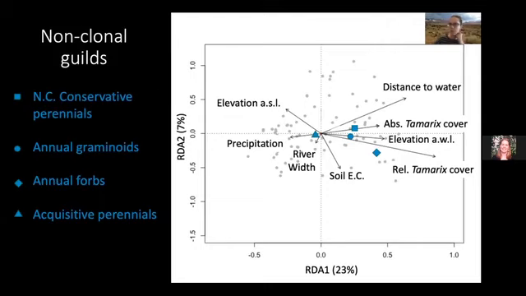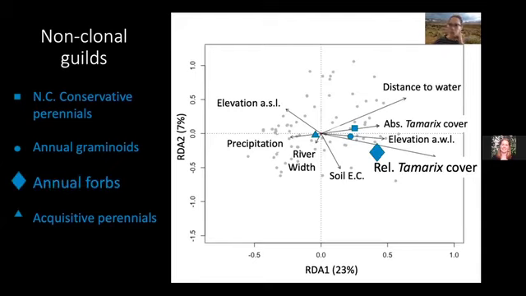Okay, so the guild points on the RDA are showing you where the sites with high cover of each of these guilds are positioned on these axes. So here we're looking at non-clonal guilds, so only sexually reproducing, and you can see that 3 out of 4 of these guilds are associated with sites far from water and higher Tamarix cover. So these 3 over here, these 3. We were able to do a follow-up analysis with mixed effects models, and we were able to show that annual forbs increased significantly with Tamarix cover. So there's some stats for you for that.